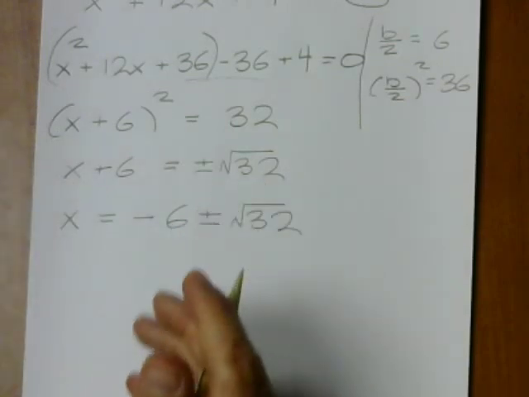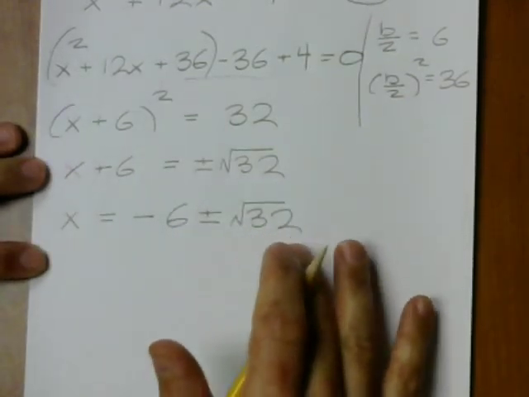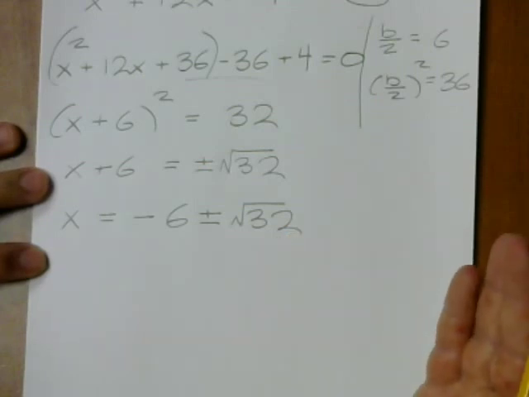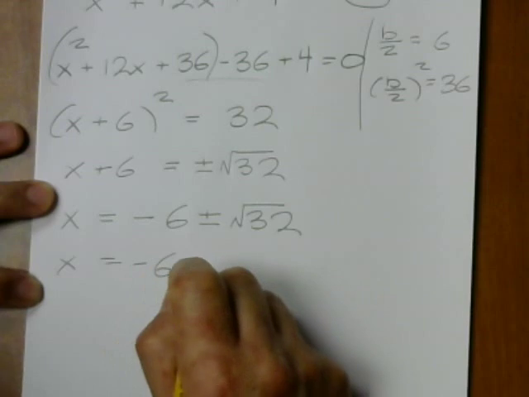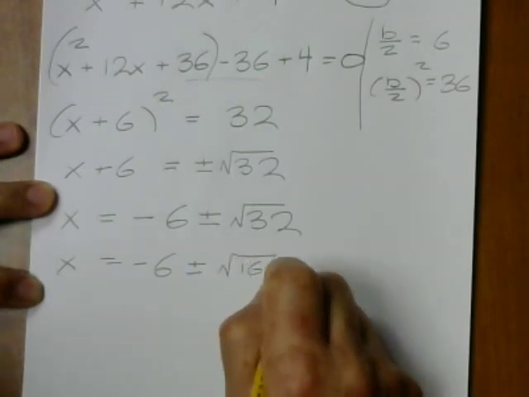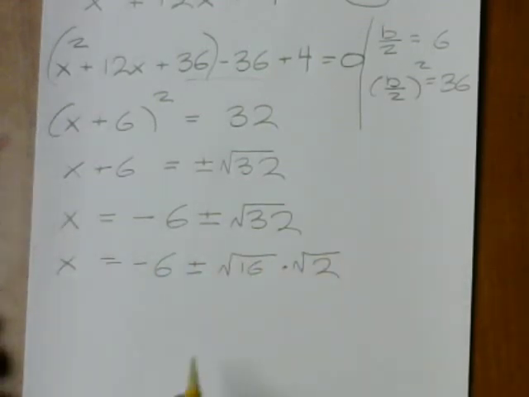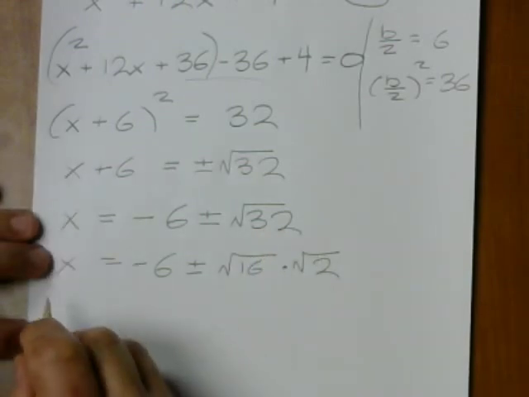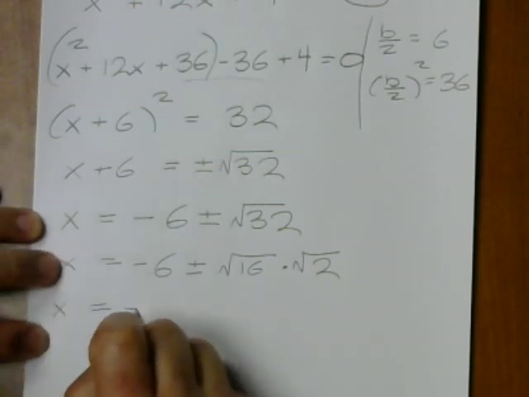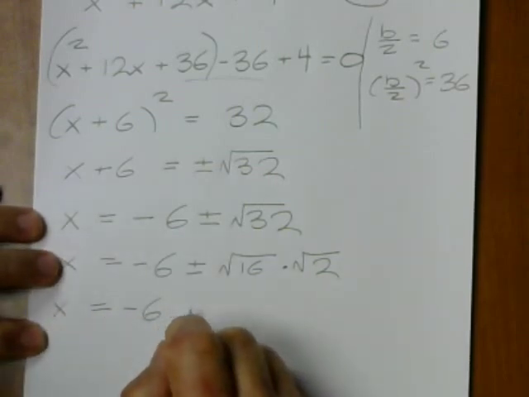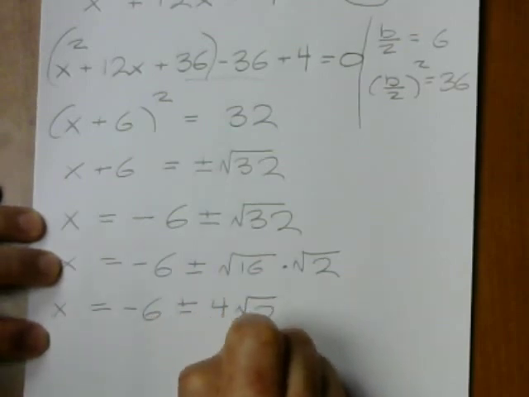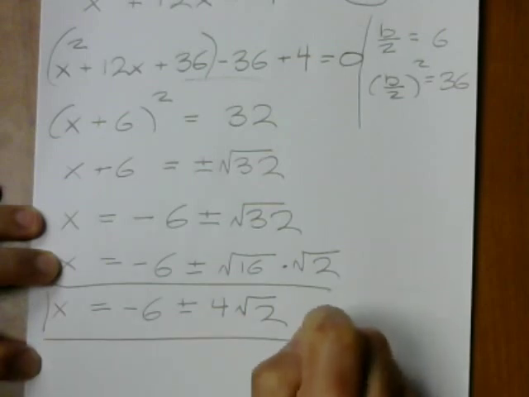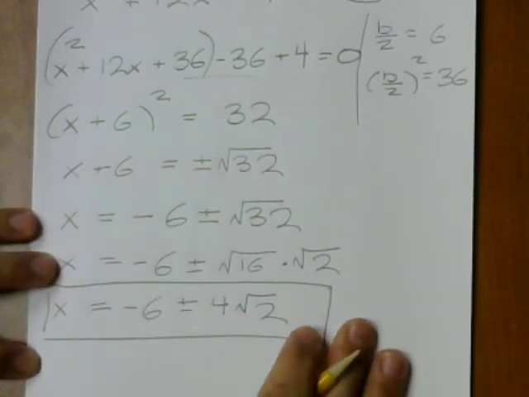Now this is the right answer, but if I wanted to, I could simplify this a little further, because 32 is 16 times 2. So this would be root 16 times root 2, because the square root of a times b is the square root of a times the square root of b, at least for positive a and b. And we get plus or minus 4 root 2. And that completes the problem.